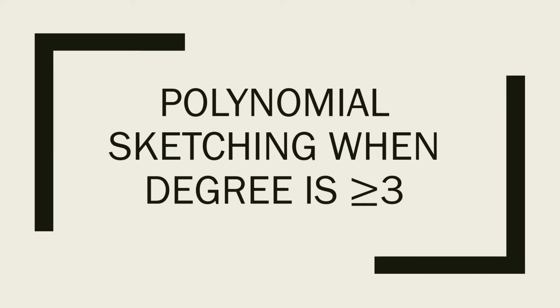So what we're doing here is polynomial sketching when the degree is greater than or equal to 3. So we're looking at sketching cubics and anything with x to the power of 4, etc. Many types of polynomials, so we're going to have a look at those first. The one that you do know is parabolas. Of course they're x squareds, and of course you can have a negative parabola which is flipped upside down.